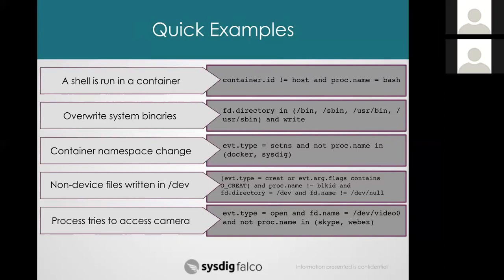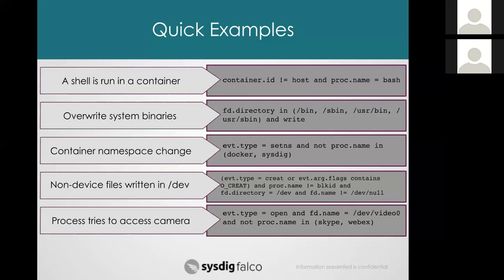Kind of like overwriting system binaries, some rootkits actually install software in /dev because it's a widely accessible directory and has a bunch of stuff in it, and people don't normally think to look there. So here's the filtering expression that you could use to detect that. You're looking for a create. Is it not a process that you would expect to be doing that? Is the directory /dev, and is it not /dev/null?